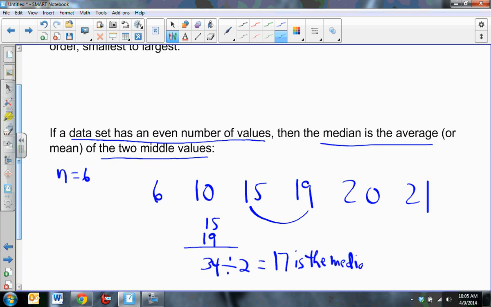Okay, so before you go ahead and find the median, look and see whether you have an even number of values or an odd number. And then you'll know whether you have to average the two middle numbers.